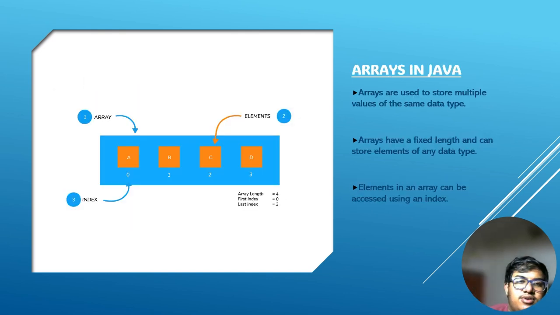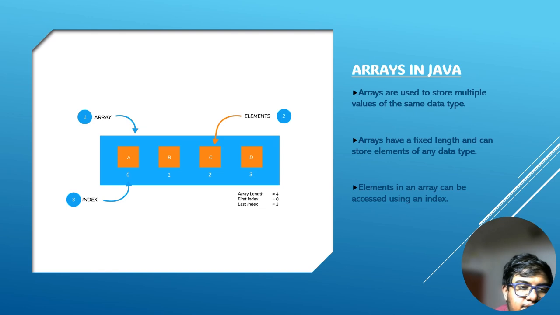Now let's talk about arrays in Java. Arrays are used to store multiple values of the same data type. As I mentioned, arrays have a fixed length and can store elements of the same data type. Elements in an array can be accessed using an index.